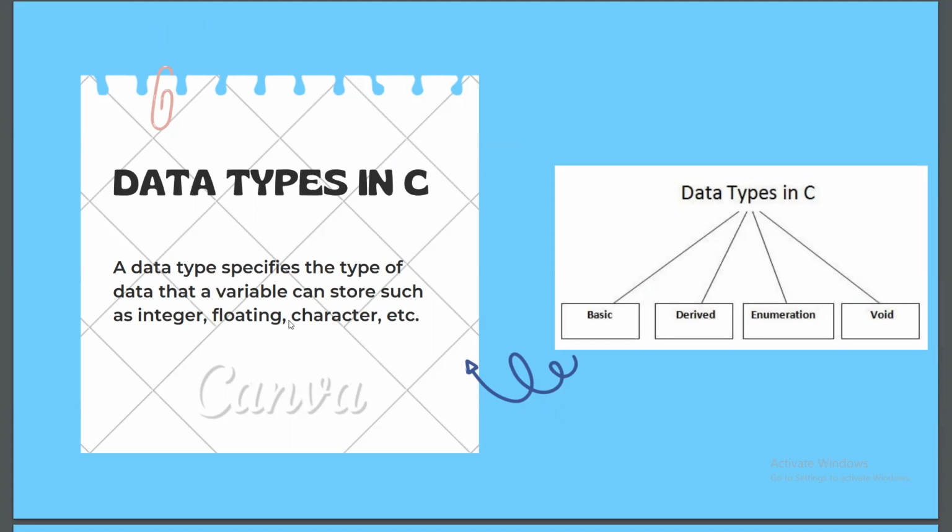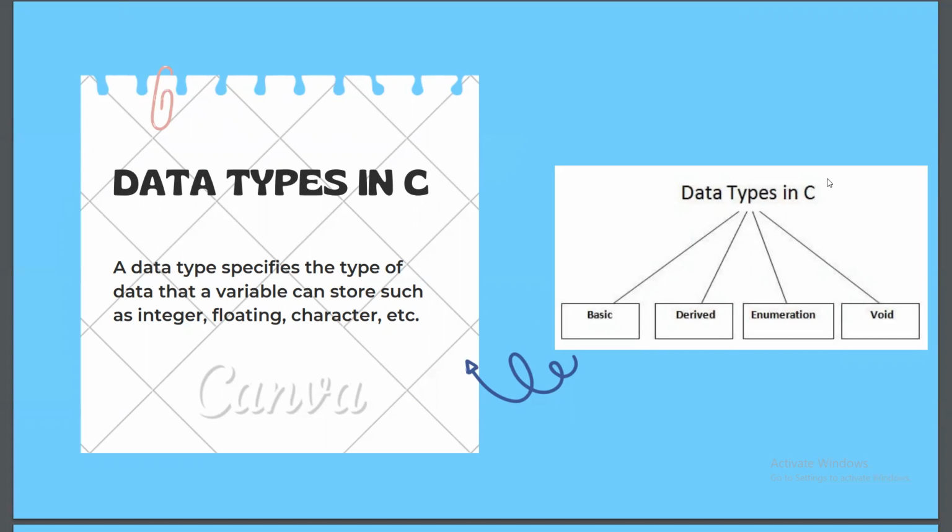If you want to store some characters, for that you need to mention char, meaning A, B, C, D, and don't forget to use single inverted commas for that, and don't forget to write a semicolon after your code. If you want to learn about characters, floating and integer, please watch my last video on data types.